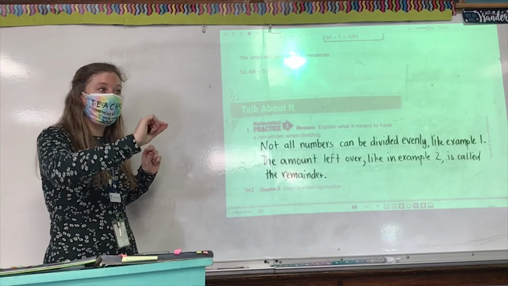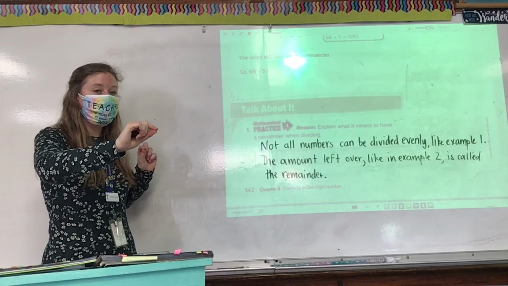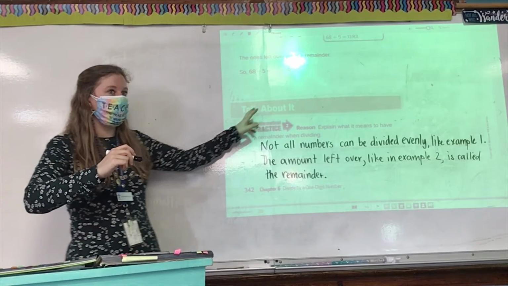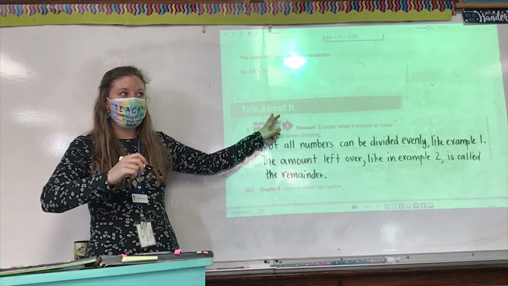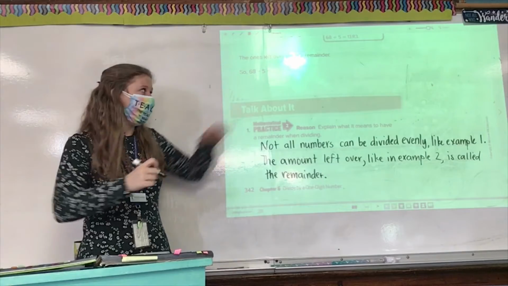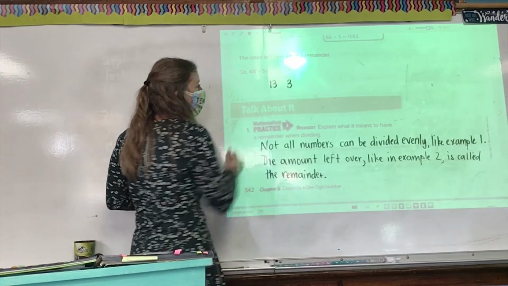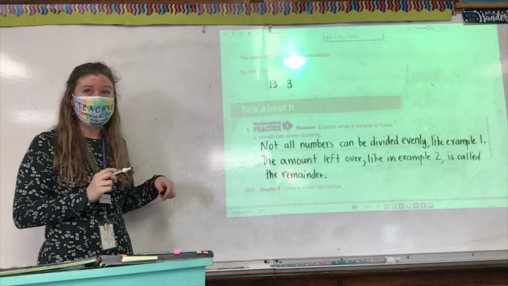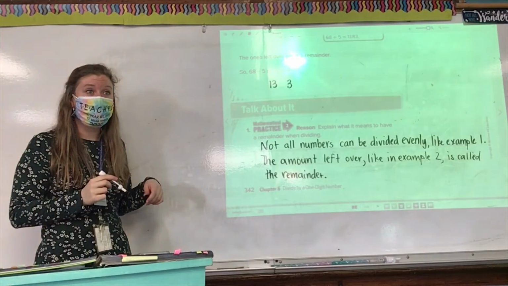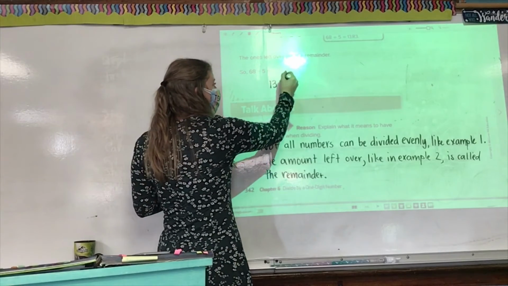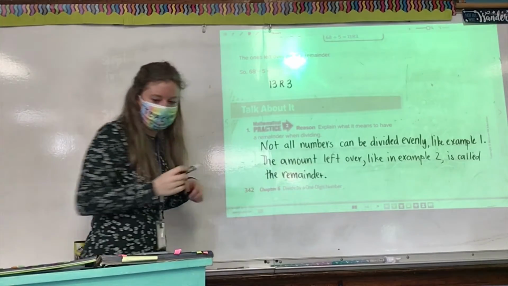We don't write out the whole word, remainder. We don't just put the quotient and then put the remainder right next to it with no letter, like 13, 3, because I may think you mean 133. We show the quotient, the amount that fits in evenly, 13, capital R, 3.